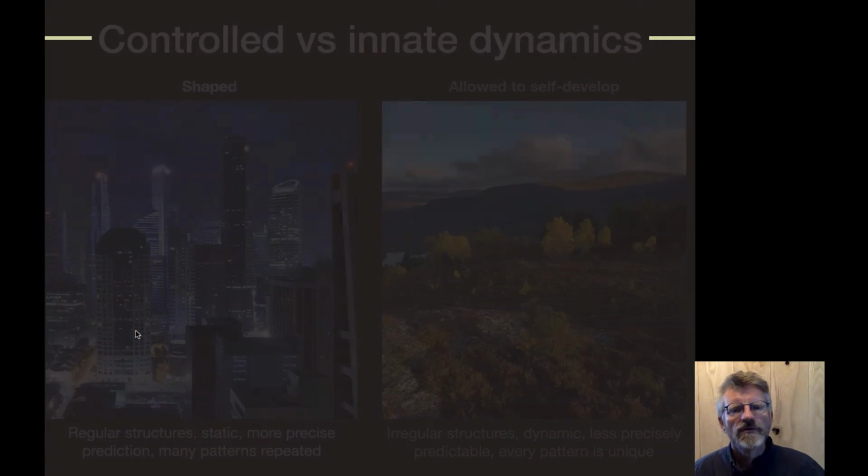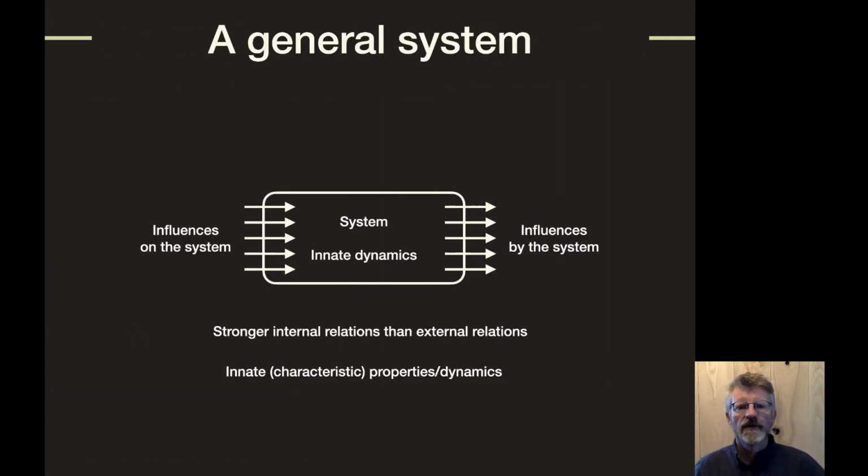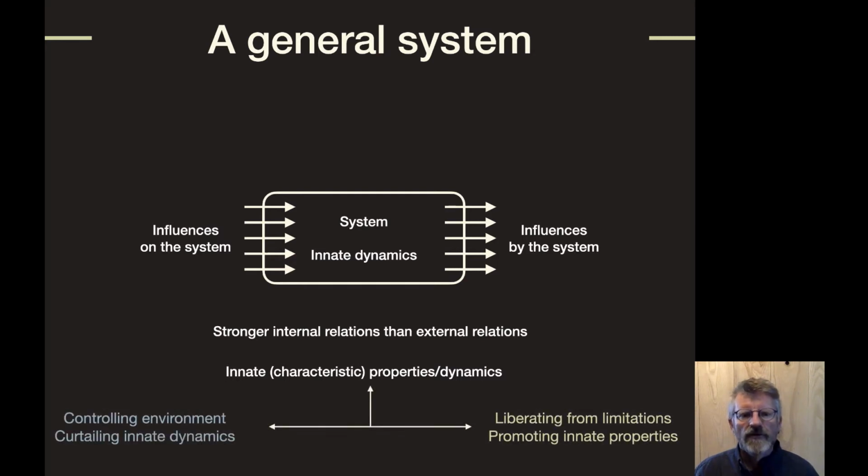So let's start with a general system. A system that has innate dynamics, and it has influences on it, and it exerts influences to the outside. The key definitional property of a system is that it has stronger internal relations than external relations, and it has innate properties and dynamics that are characteristic. So we can go in two ways. We can control the environment and hence curtail the innate dynamics, or we can liberate it from limitations and therefore promote its innate properties and its innate dynamics. We focus on the left, on controlling the environment.